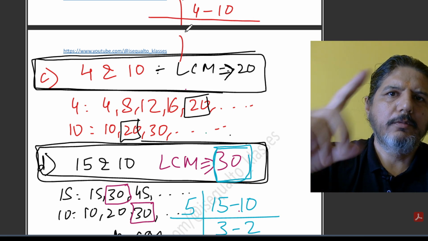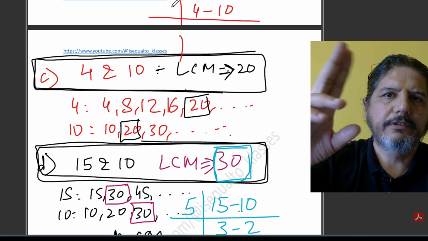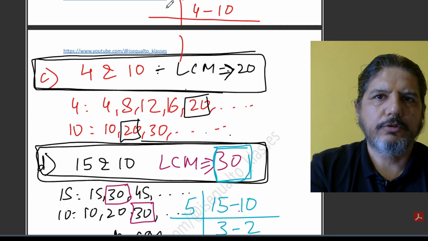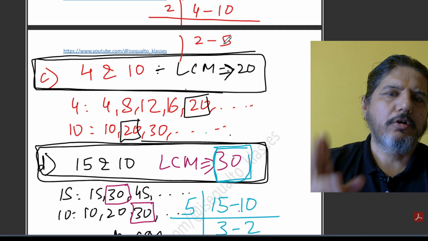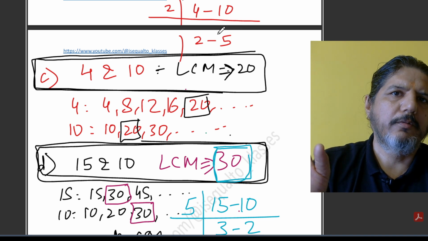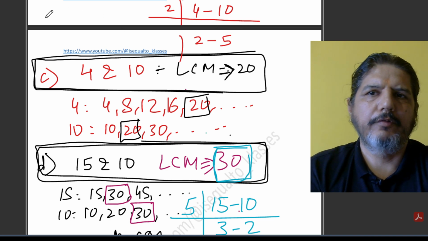The first common prime number which divides both the numbers is 2. 2 2s are 4, 2 5s are 10. Now, is there a common factor of 2 and 5? No, there is no common factor of 2 and 5. So what will be the LCM?